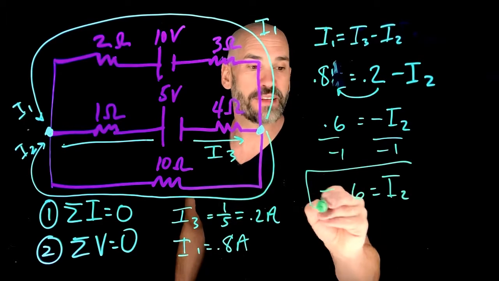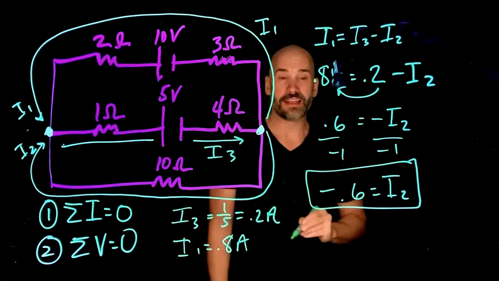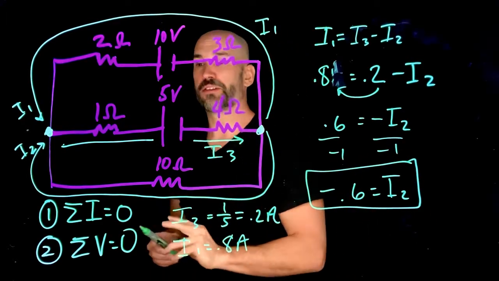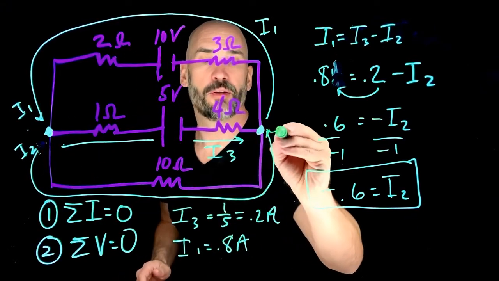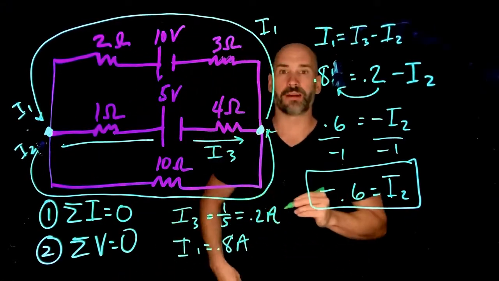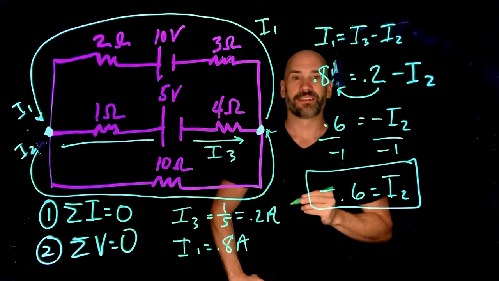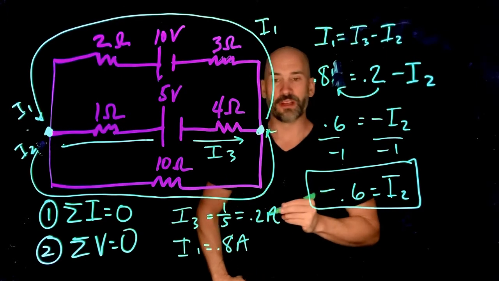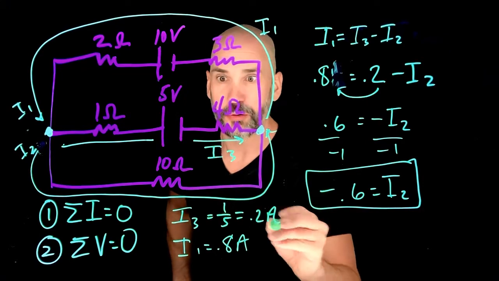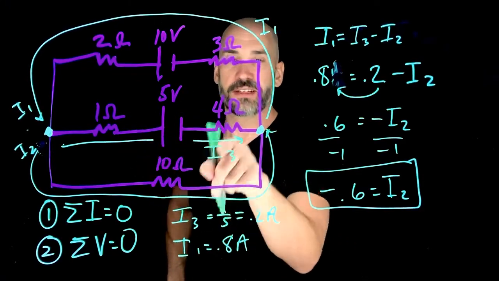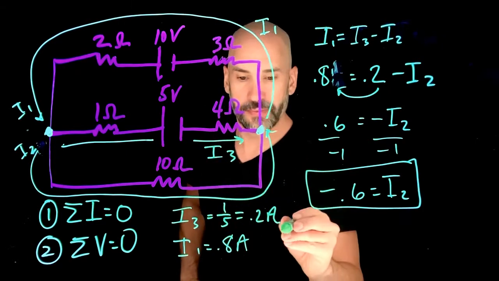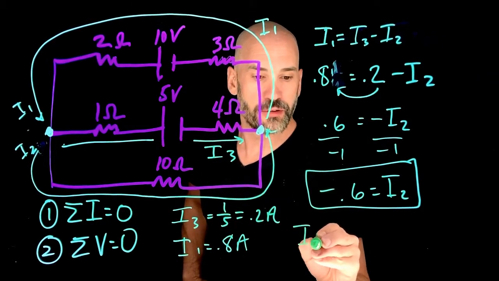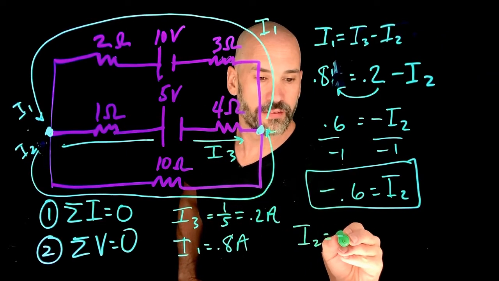What does that negative 0.6 mean again? It simply means that I picked the wrong direction for I2, that it was really this way the whole time. Okay? And that's it. We now know the current through each of these different segments of the circuit and through every resistor simply by using a little bit of algebra.